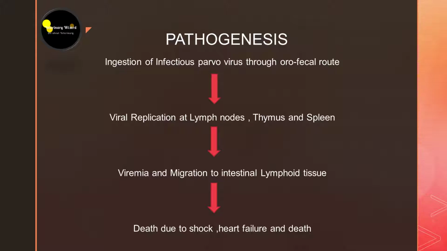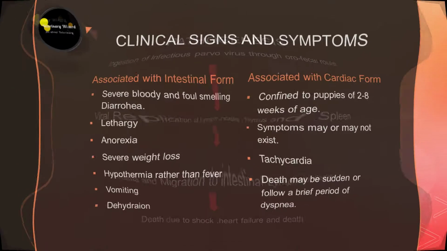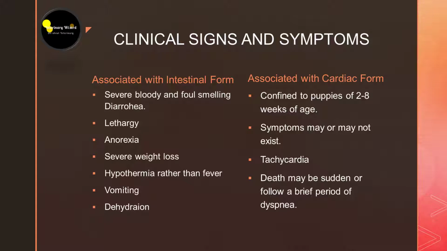Moving forward, the next step is very important, and that is clinical signs and symptoms. As we have told you that parvovirus has two forms, we will discuss their clinical signs separately. When we talk about clinical signs of the enteric form, then you will see severe bloody and foul-smelling diarrhea. The animal will be lethargic and off feed, that is also known as anorexic. The animal will be dehydrated, hypothermic, and severe weight loss with vomiting will be seen.